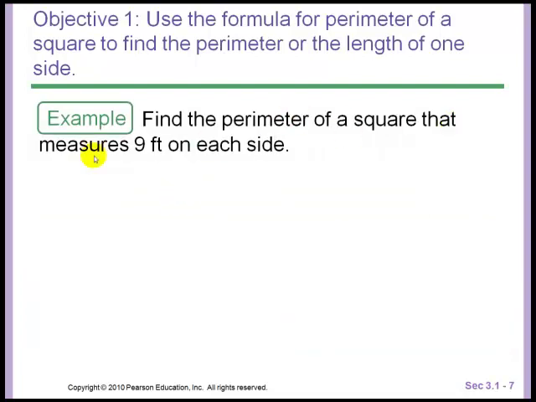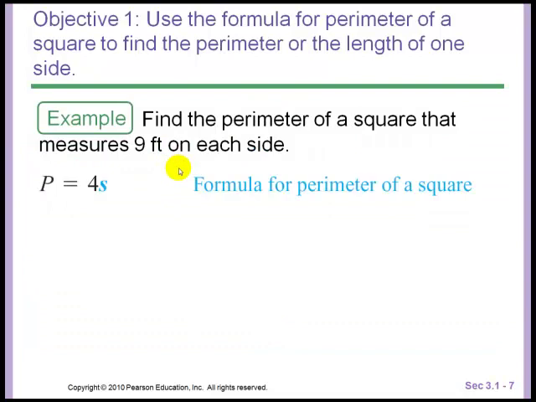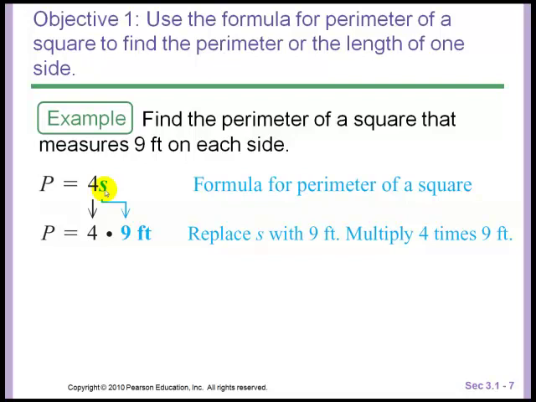Find the perimeter of a square that measures 9 feet on each side. The formula was P equals 4s. If it measures 9 feet on each side, we're going to replace the s for side length with 9 feet. A quick note about units. Your final answer must have units in it, but it is up to you whether you want to include the units while you are working the problem or simply add them at the end. Some students find it helpful to include the units from the very beginning.